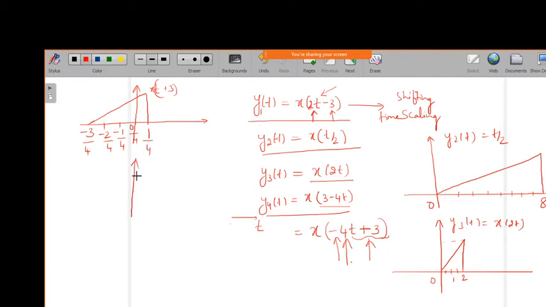So what will you get? You will get x of 4t plus 3. Now this is minus 3 by 4, how much? Minus 0.75. Then minus 0.5, minus 0.25, 0, and plus 0.25. So the signal is going to shrink. So this is the 4t plus 3. Now we have to reflect this one. That is your final signal.